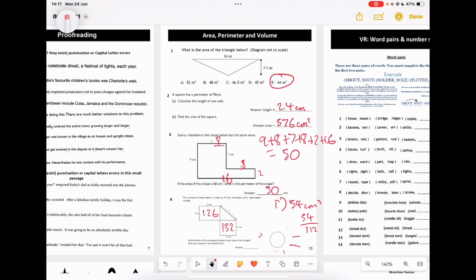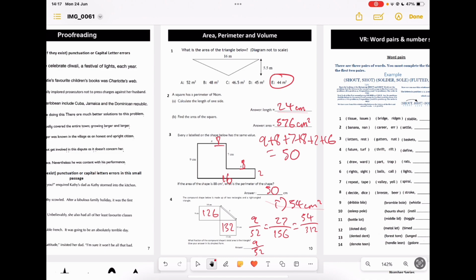So what we're going to do is we can divide both by 2. So 54 divided by 2 is equal to 27. 312 divided by 2 is 156. And then we have 27. So we can divide both by 3. So that'll be over 52, 27 will become 9. So the answer will be 9 over 52.